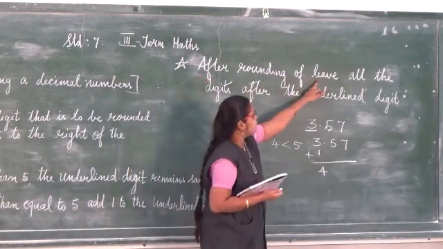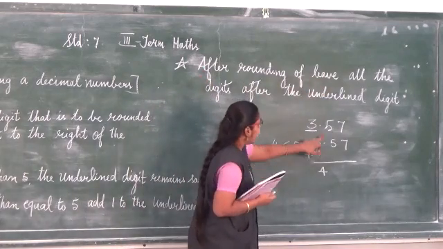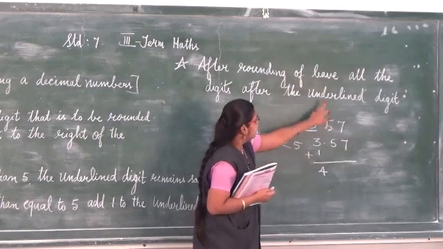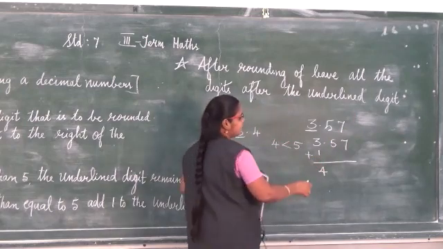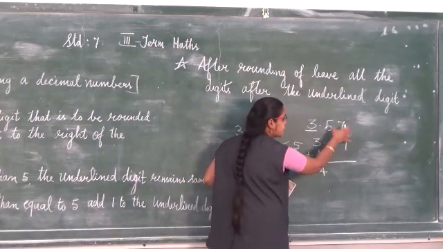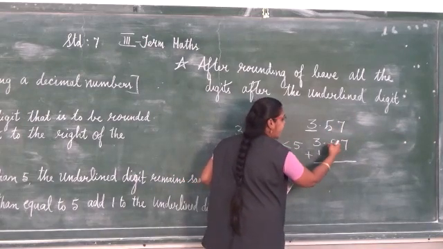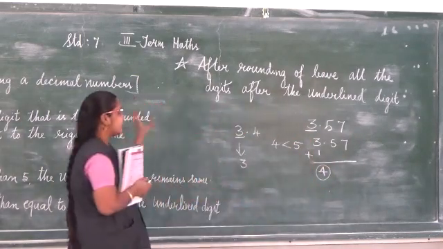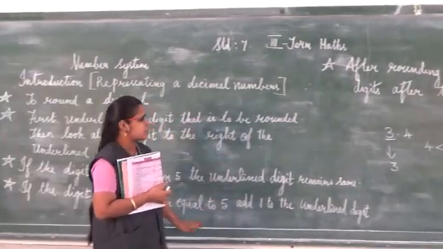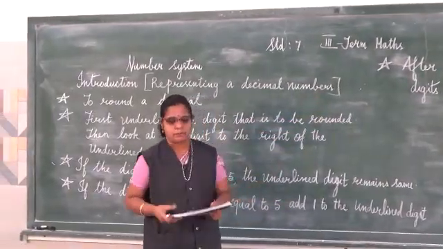After rounding, I got this 4. Leave all the digits after the underlined digit. We have to leave all the digits. We should not take all the digits. We have to leave them. So, the final answer will be 4. So, these are the conditions. By using these conditions, we are going to solve the problems.